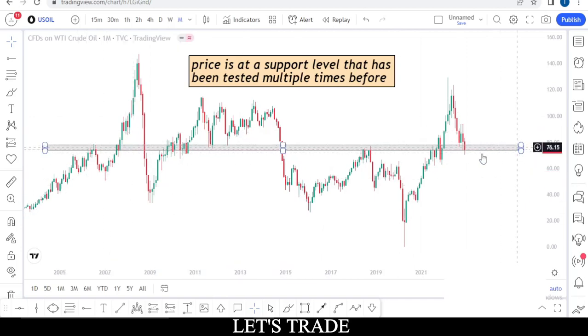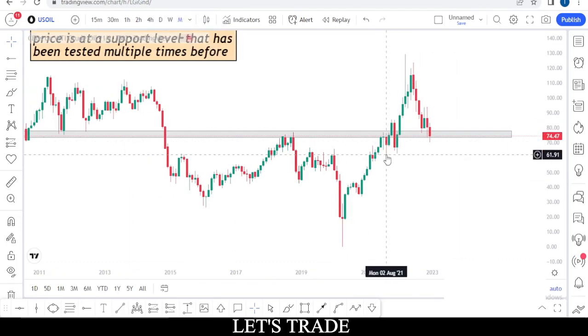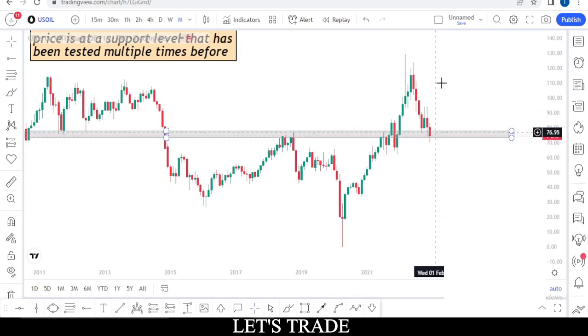There's a zone here that has been tested multiple times previously as a resistance. We broke above it and we've used it as a support. We broke below again, used it as a resistance. We've broken above now. Now are we going to use it as a support to push price higher, or are we going to break below and continue trading lower? Well, we cannot say for now, because obviously the best bet is price is going to reject this zone and start going upward as it stands.